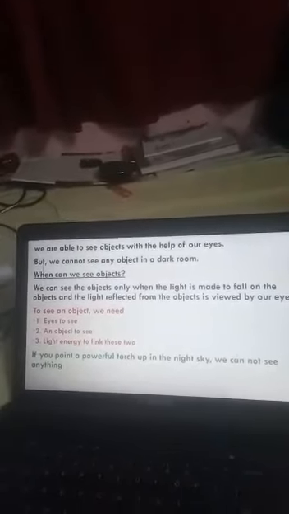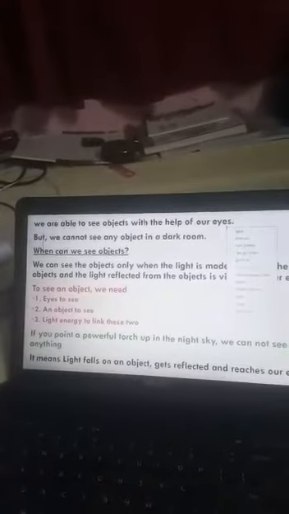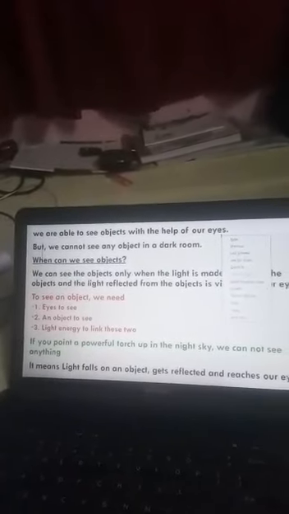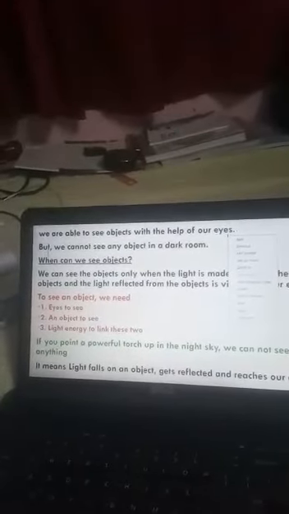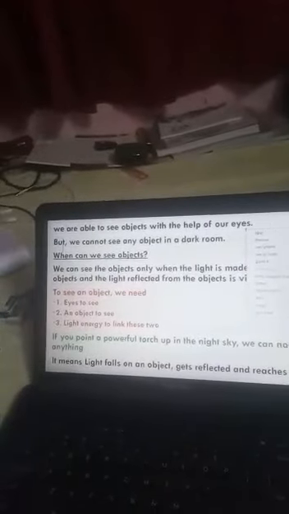And this is a fine simple question. In case if you are pointing a powerful torch up the sky in the night, whether we can see anything? The answer is no, we cannot, because when light falls on an object, it gets reflected and reaches our eye, and we are able to see the object. Now let us go to the next one.